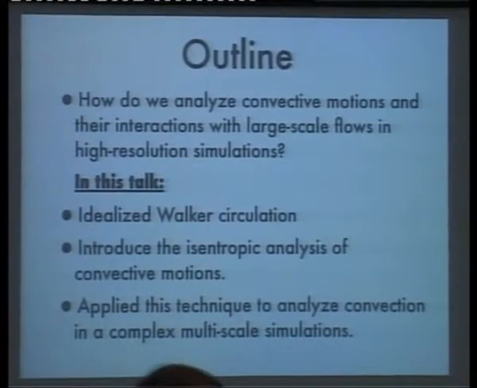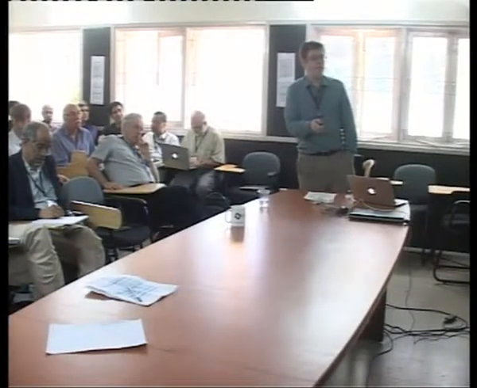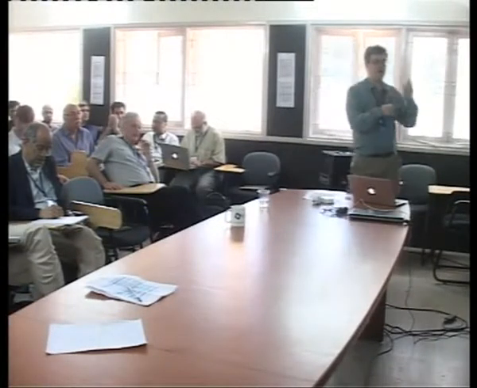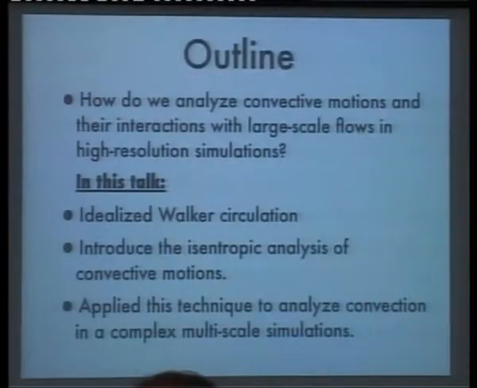If we look at the atmospheric circulation, there are multiple scales involved with it. We have circulation on the planetary scale, synoptic scale, mesoscale, and actually a lot of convection. And all these scales interact in a very complex manner. These interactions are very difficult to diagnose in general.